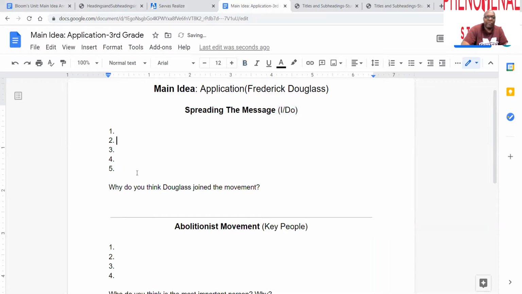So you have the 5 sections. Then you ask, why do you think Douglass joined the movement? And this is where the kids had some pretty cool responses. You know, there's like, oh, he wanted to end slavery. The kids can act just based off, you would know if they comprehended the text.